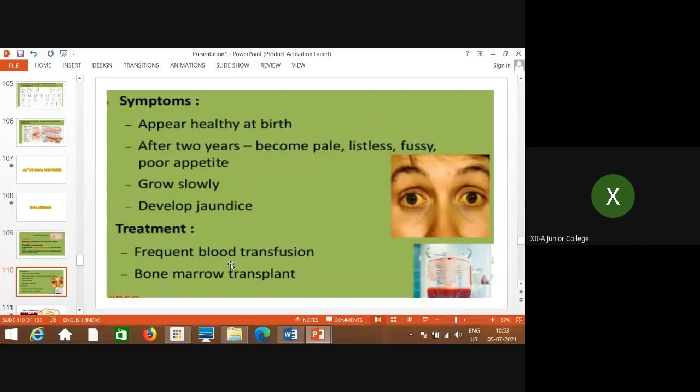How is it diagnosed? What are the symptoms? The person appears healthy at birth, but after 2 years becomes pale, lifeless, with a fuzzy body and poor appetite. Then growth becomes very slow, and jaundice develops very early. The treatment is blood transfusion or bone marrow transplant. These are the treatments for this.